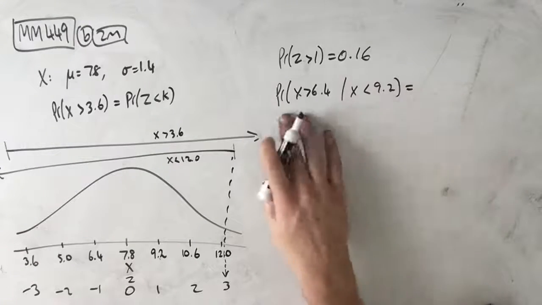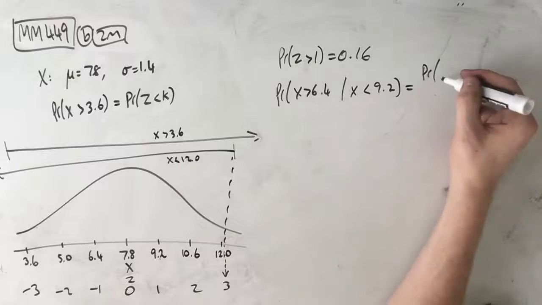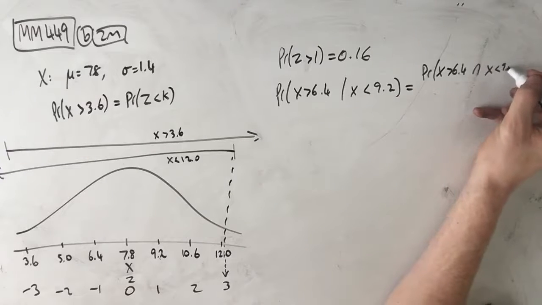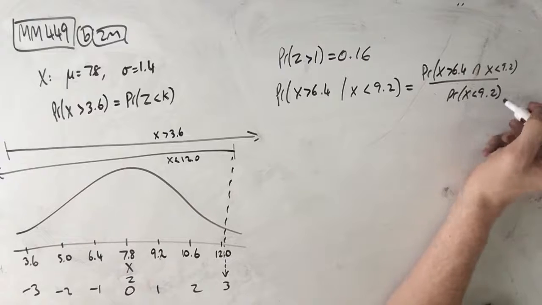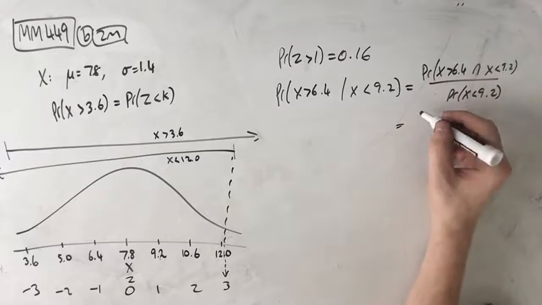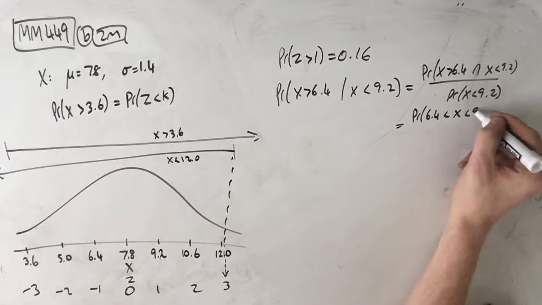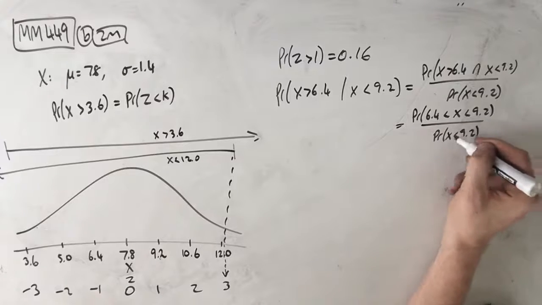Awesome. So let's just figure out what we have to work out here. So the probability that x is greater than 6.4, given this, is x is greater than 6.4 intersect x is less than 9.2, over the probability that x is less than 9.2. Awesome. Now, what we're really saying with this intersect is we're looking for the probability that x lies between 6.4 and 9.2, and that's over x is less than 9.2.